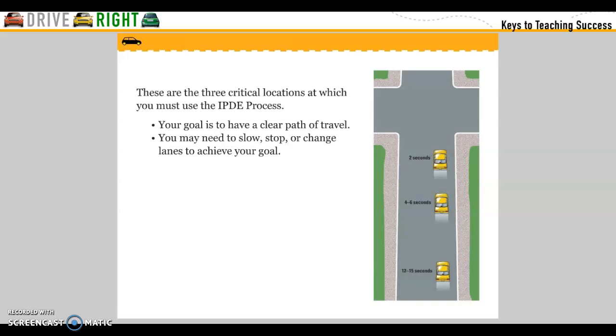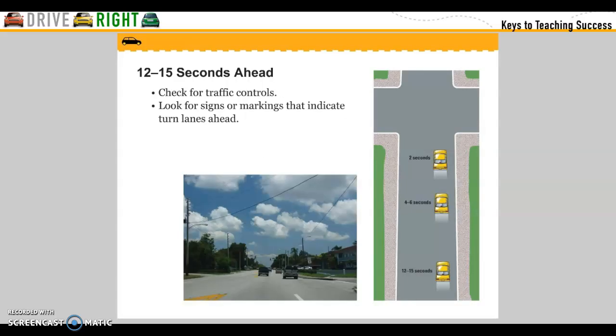These are the 3 critical locations at which you must use the IPTA process. Your goal is to have a clear path of travel. You may need to slow, stop, or change lanes to achieve your goals. 12 to 15 seconds ahead. Check for traffic controls. Look for signs and markings that indicate turning lanes ahead.